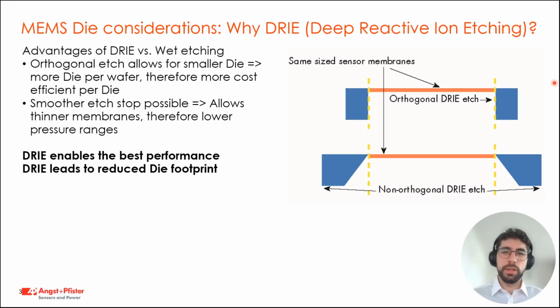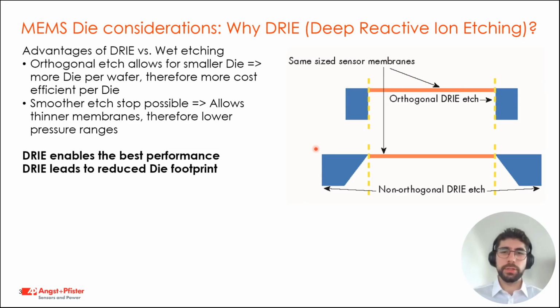And to be clear, the images here are for illustration. In reality, the membrane is much thinner compared to the overall wafer thickness. The orthogonal edge also allows us to manufacture a much smaller die from the same membrane size, which has a positive impact on cost.